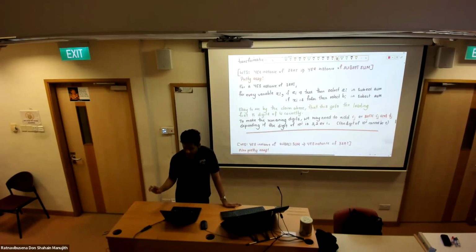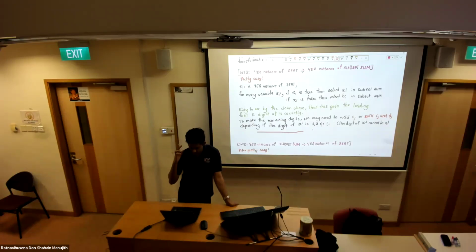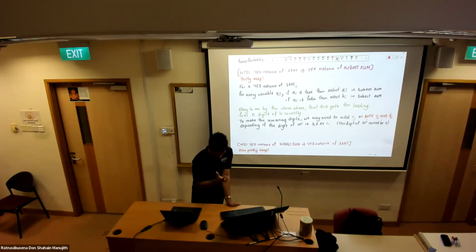Okay, so to make the remaining digits, we may need to add CJ or both CJ and DJ, or even none of them. If it's already 3, you don't need to add anything, depending on whether the digit of 10 to the J is 3, 2, or 1 in the sum of AIs and BIs. And if you can do this, which you can, then if the three-set problem is yes, your subset sum problem is also yes.